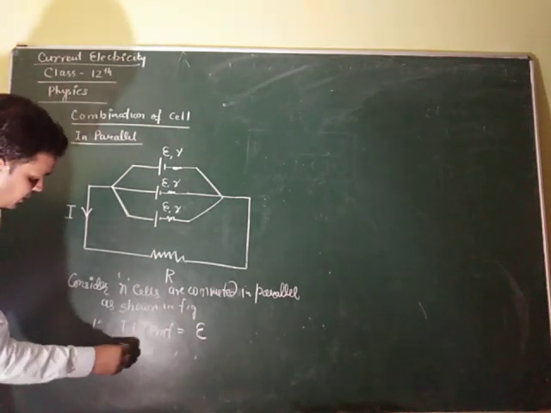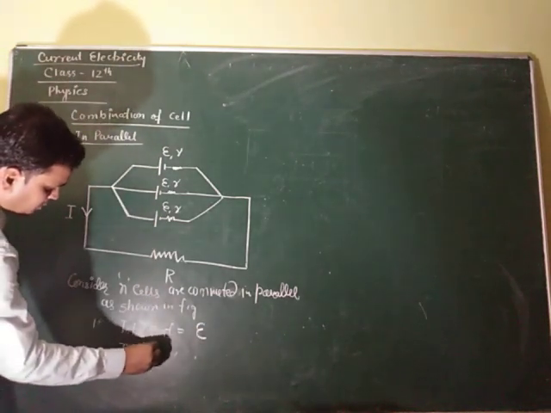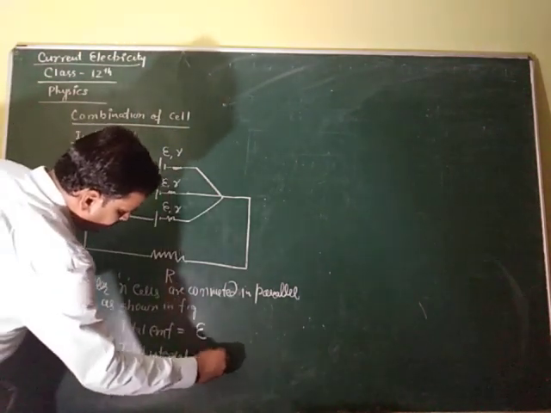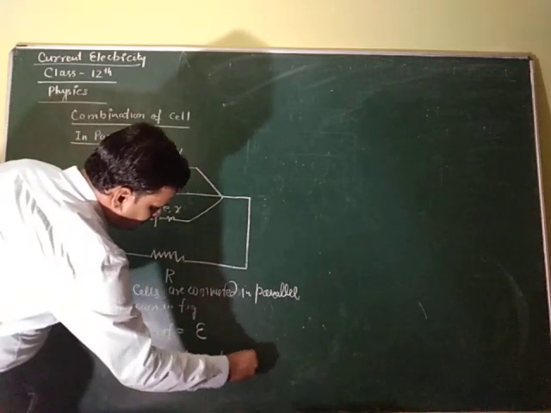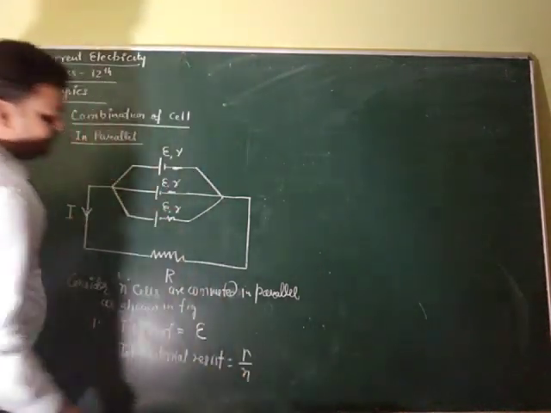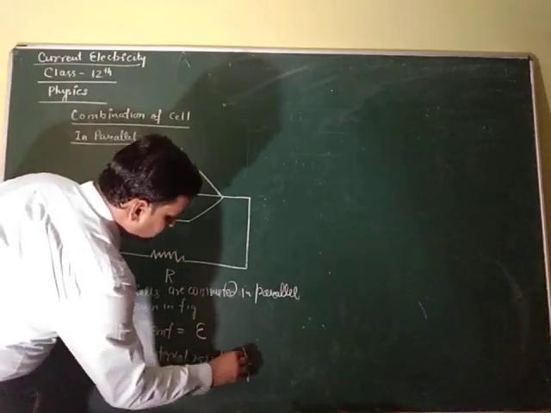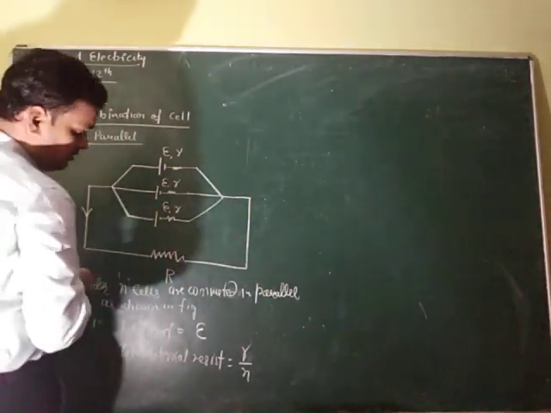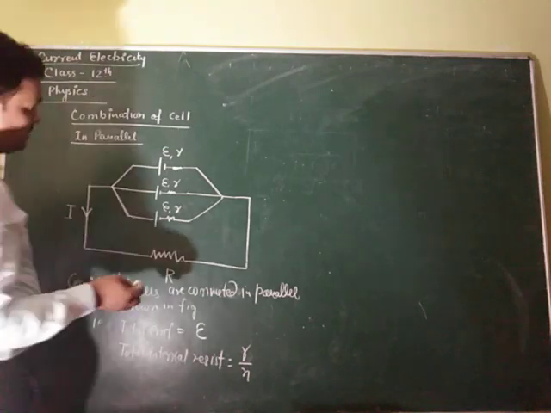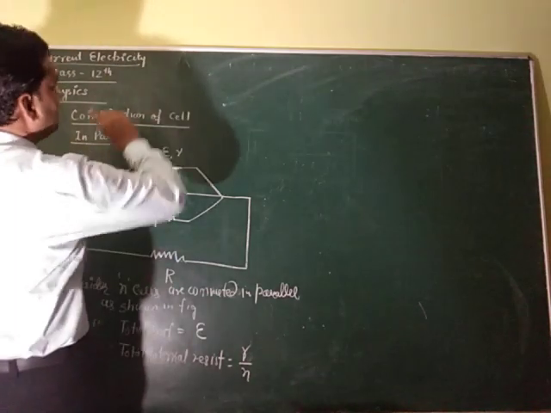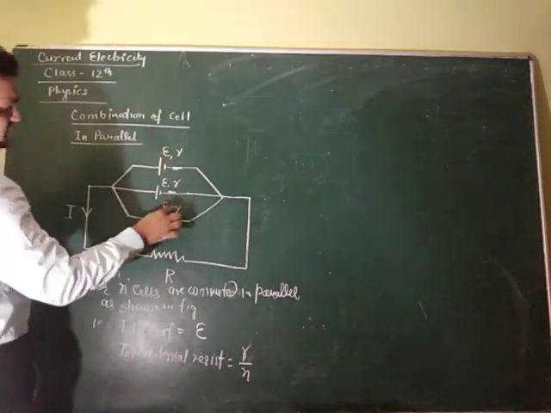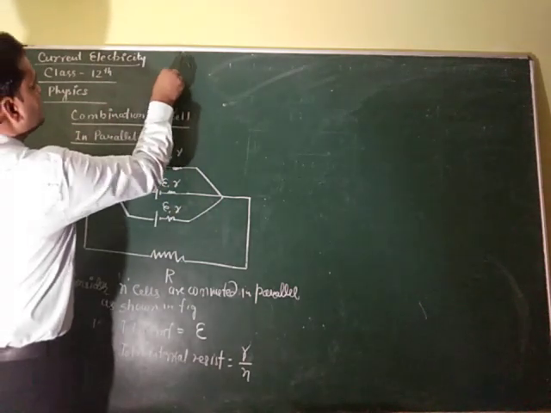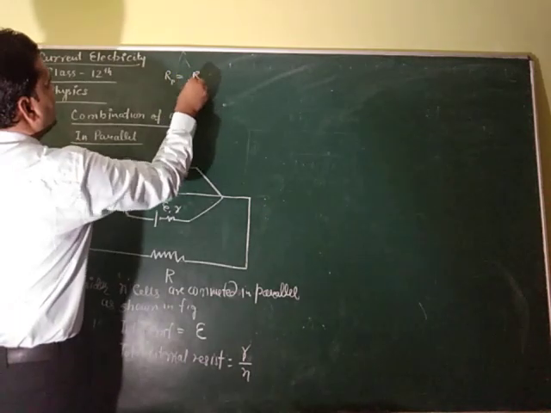And total internal resistance is equal to r divided by N. How? This is small r divided by N. In the parallel combination, recall the formula. In the previous video you can know, if several resistors of the same value are connected in parallel, then their total resistance is equal to R by N.